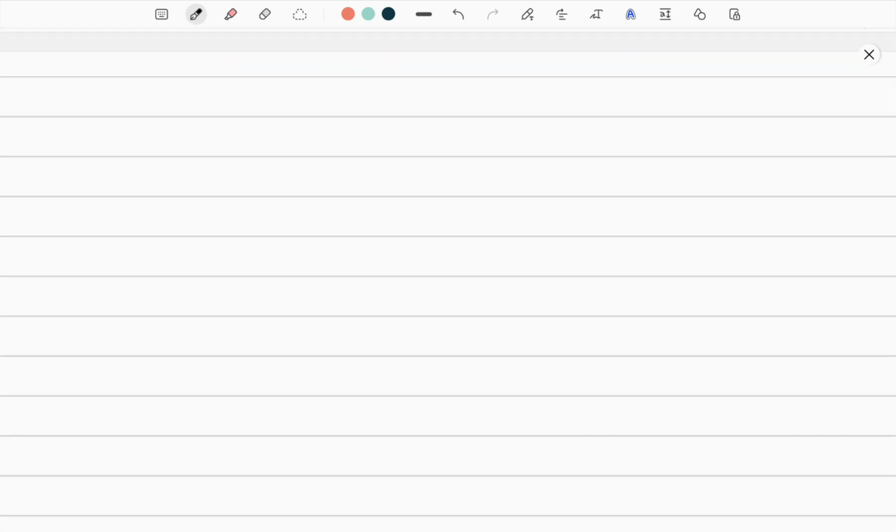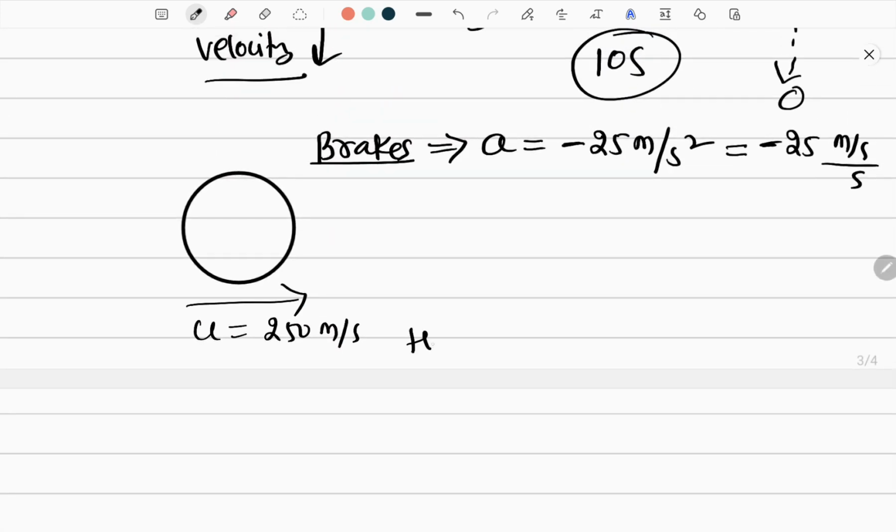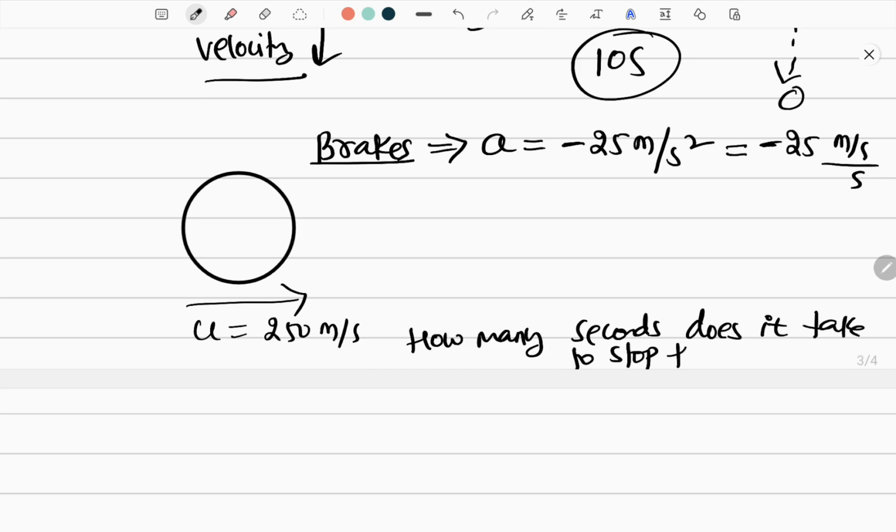Now they are asking, in how many seconds does it take to stop the body, or how many seconds does it take so that the body comes to rest?